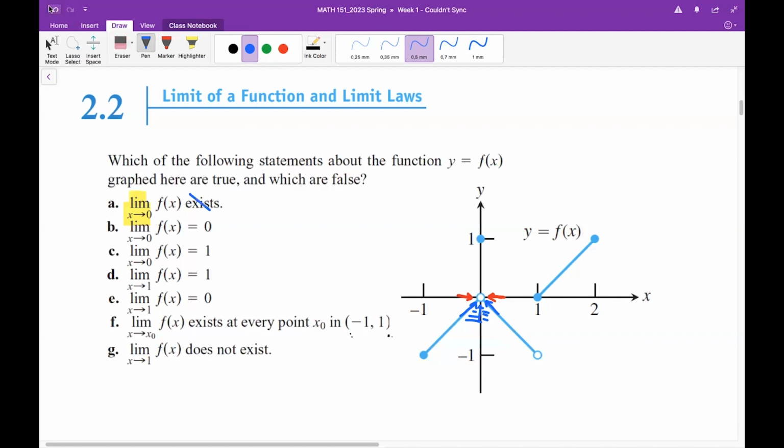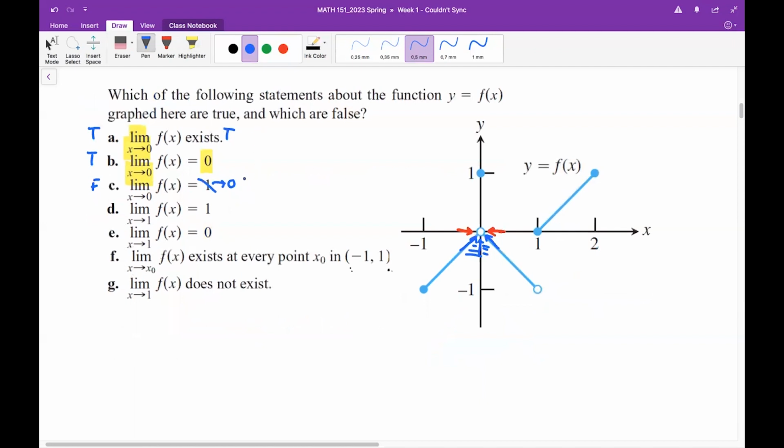So, sorry, this limit exists, this is true, and the value of this limit is 0, as we can verify from the graph by following the images on your graph. They are approaching the value 0 as x approaches 0 from both sides. So this is also true. True. This is obviously false, as we just explained that this limit is 0.